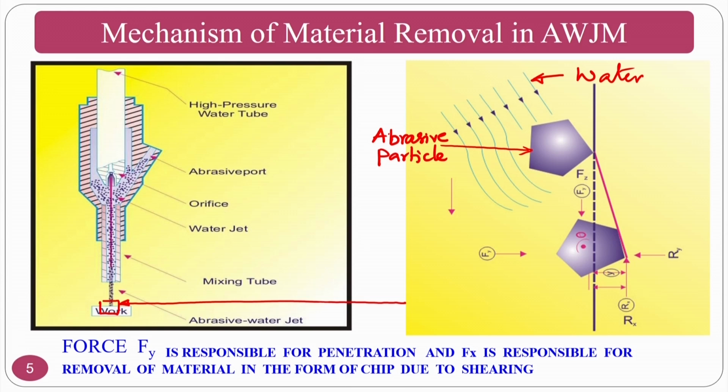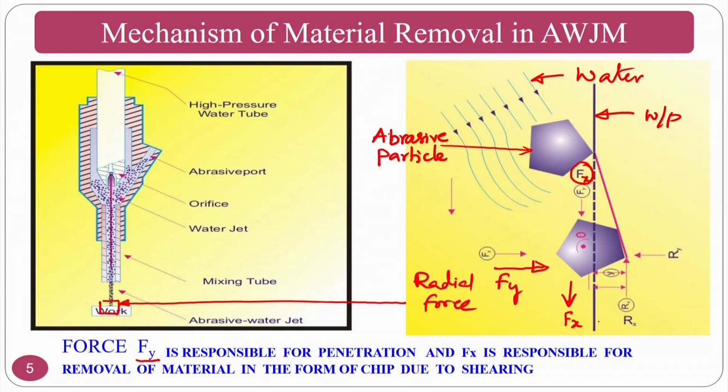Okay. So, you have many forces such as Fz, which is moving in this direction, Fy, which makes the abrasive particle move in this direction. Assume that this is my workpiece surface. If you can see here, force Fy is responsible for penetration and Fx is responsible for removal of material. Assume that it is Fx, which is moving in this direction, Fy is indenting and Fx is moving in the direction of the carrier medium. That means Fy is a radial force and Fx is an axial force.